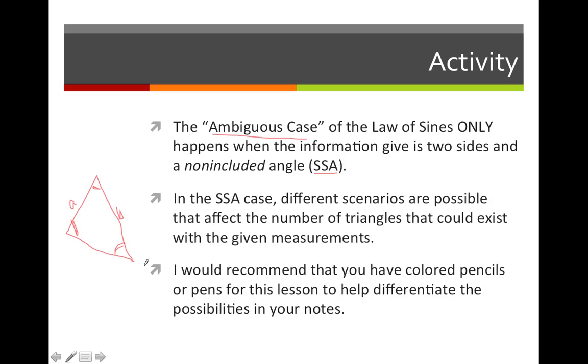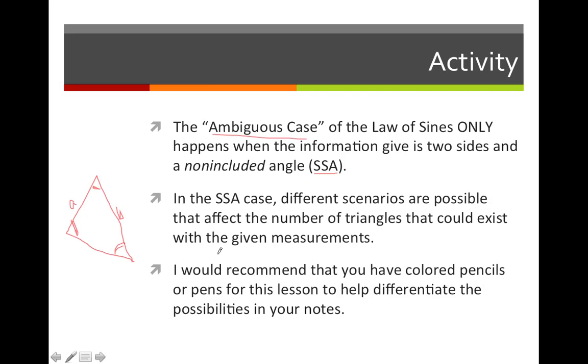So in the SSA case, different scenarios are possible that affect the number of triangles that could exist with the given measurements. They're going to give you 3 of the 6 measurements. And in the ambiguous case, there are different possibilities as to how many triangles can actually exist with those given measurements.